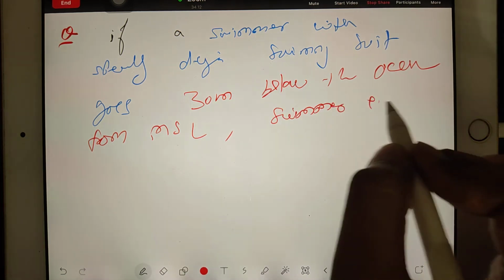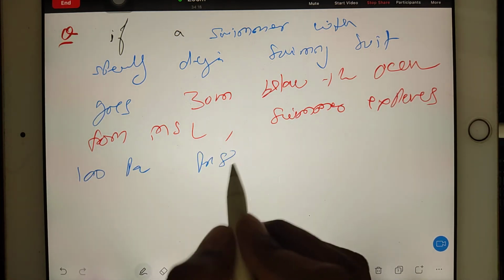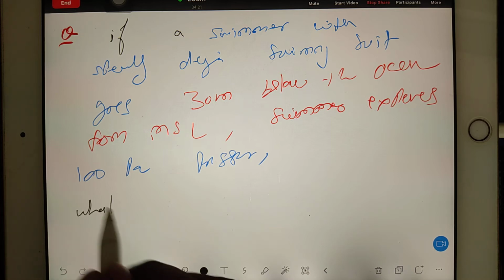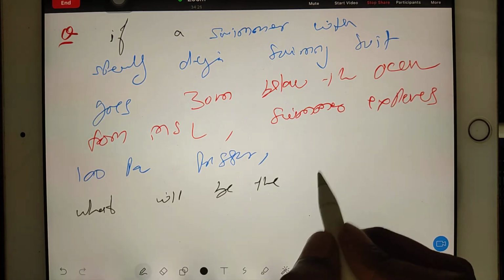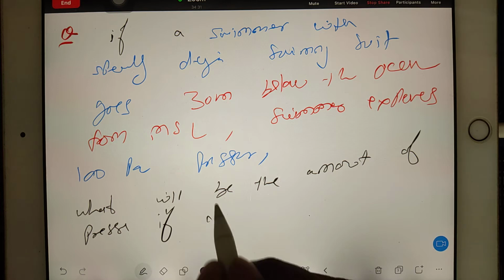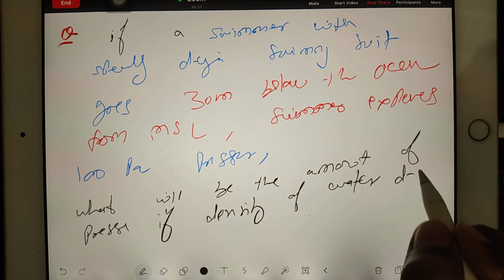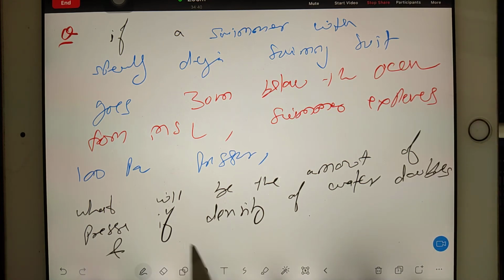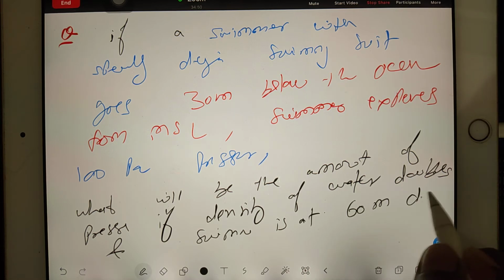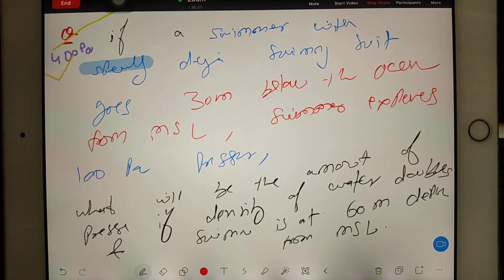swimmer experiences 100 Pascal pressure, what will be the amount of pressure if the density of water doubles and the swimmer is at 60 meter depth from mean sea level. Do it fast. Okay, I will solve this question.